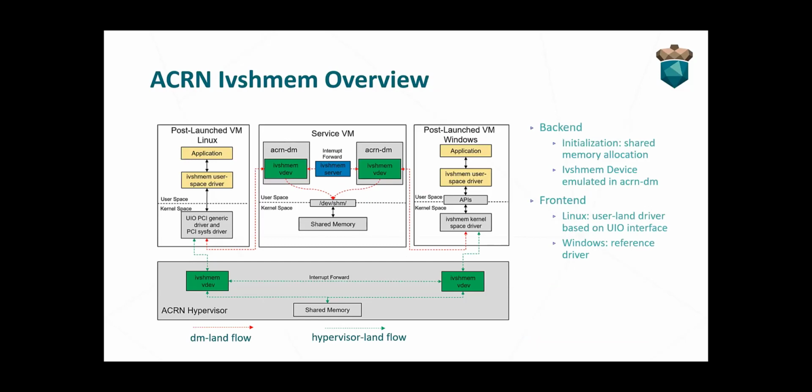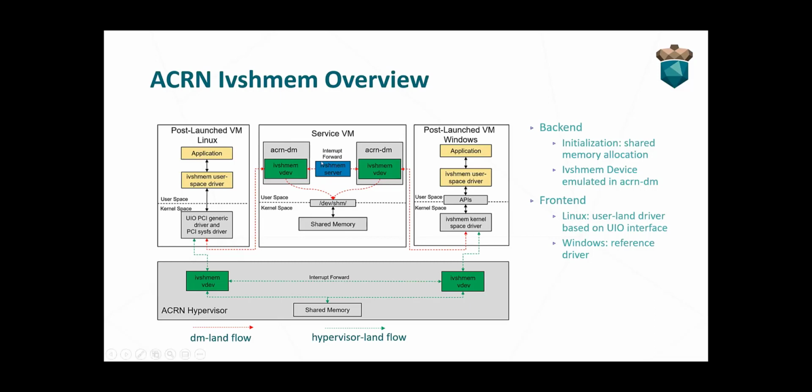So this picture combines the DM-land and hypervisor-land implementation in ACRN in one picture. This picture emphasizes that in the current ACRN mainline, the doorbell mode is only supported by the hypervisor-land Inter-VM, and the DM-land only supports poll mode, which means the doorbell mode is not supported.